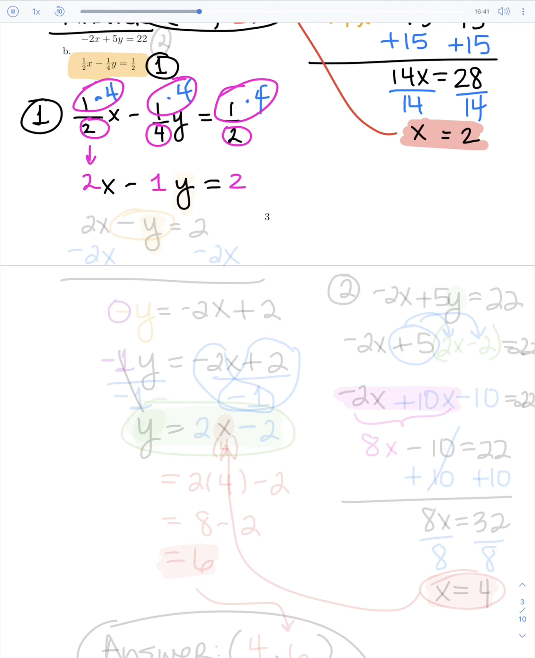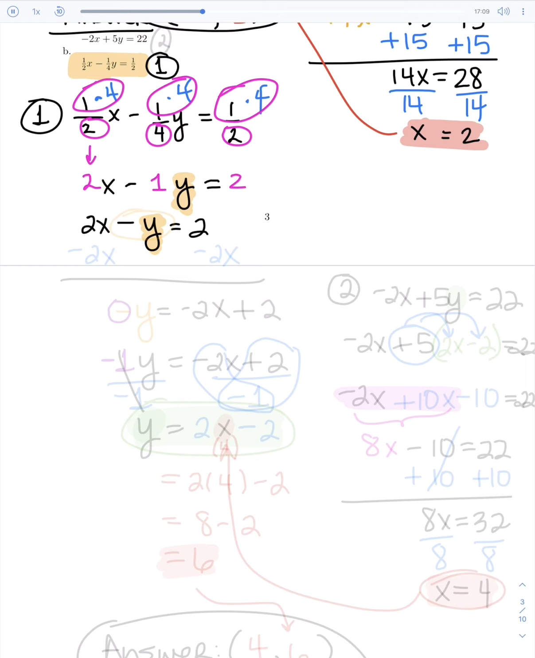Now, looking at this equation, I want to get the y by itself. That's what's going to be easiest. If I'm doing substitution, I need to get a variable by itself, so we're going to work on getting y by itself. So right now we've got the equation 2x minus y equals 2, and we're going to try and get that y by itself. So the question is, how are we going to do that?